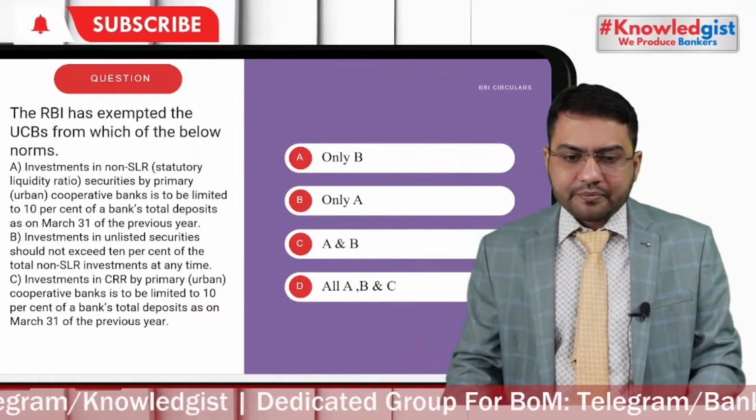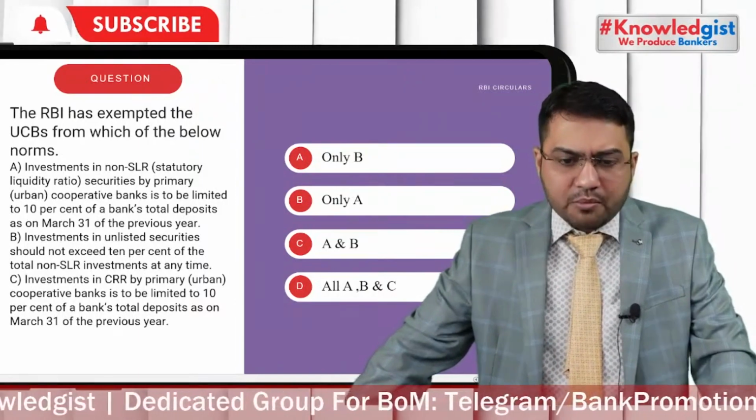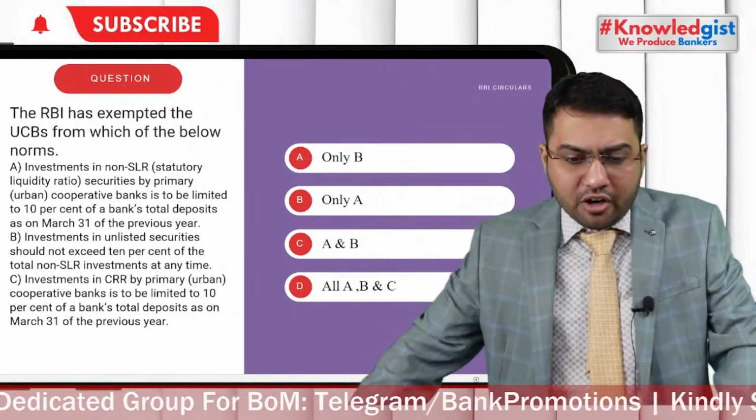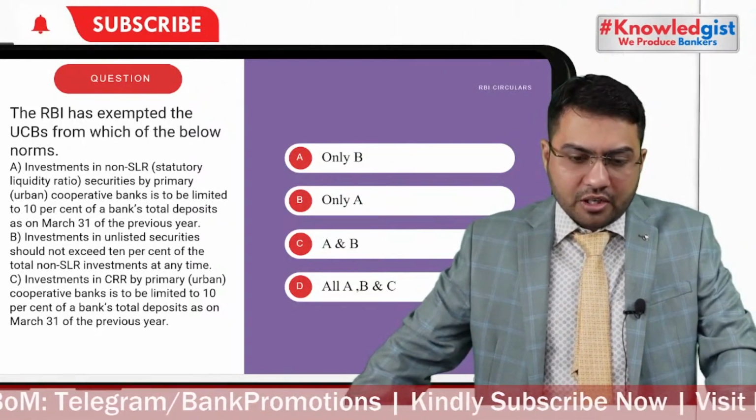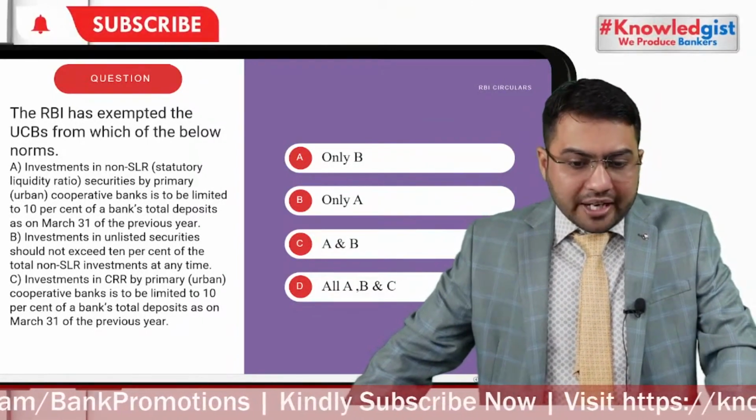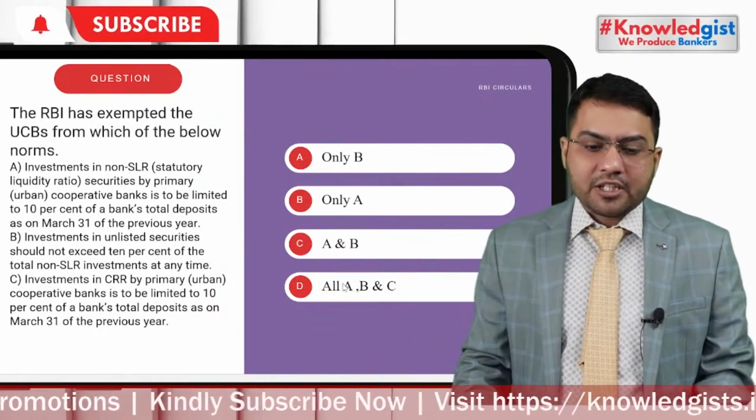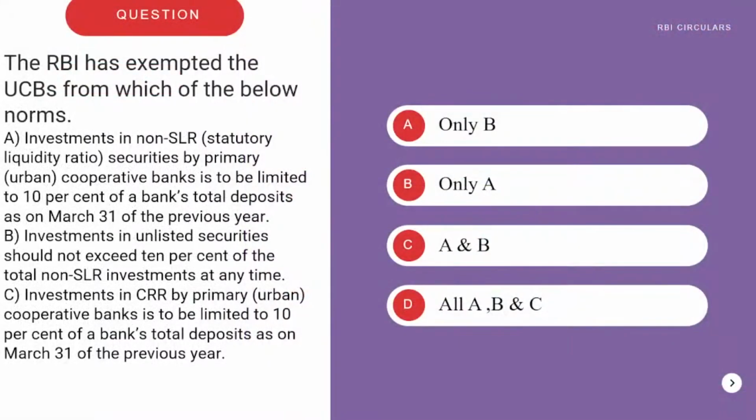Let's start with it. The RBI has exempted the UCBs from which of the below norms? Investments in non-SLR securities by primary cooperative banks, and it is to be limited. Option A. It is to be limited to 10% of the bank's total deposits as on March 31st of the previous year. Let me take it to the big screen. Yes. Option B. Investment in unlisted securities should not exceed 10% of the total non-SLR investments at the time. C. Investment in CRR by primary cooperative banks is to be limited to 10% of the bank's total deposits as on March 31st of the previous year. So can you tell me which one of them is correct?